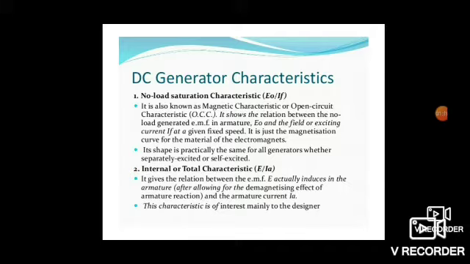And second characteristics is internal or total characteristics. So it is the graph between E and IA. It gives the relation between EMF actually induced in the armature, that is after allowing for the demagnetizing effect of armature reaction. What is meant by armature reaction? It is the action of armature MMF on the main field MMF and the armature current IA. Internal or total characteristics is the relation between EMF actually induced in the armature and the armature current IA. This characteristics is of interest mainly to the designer.